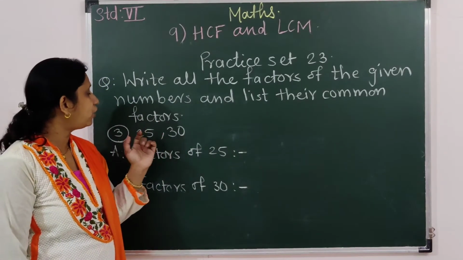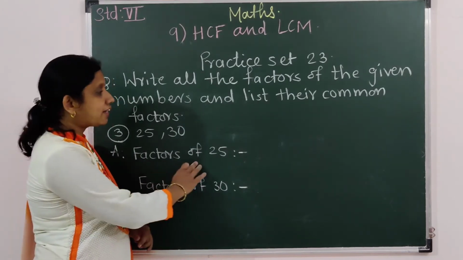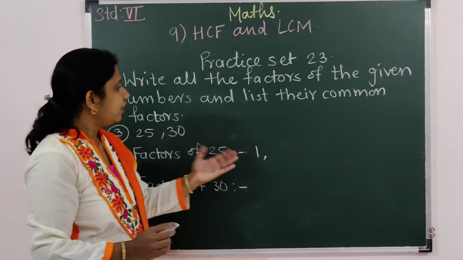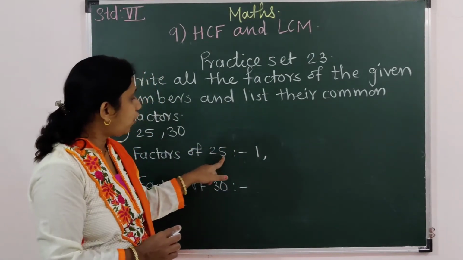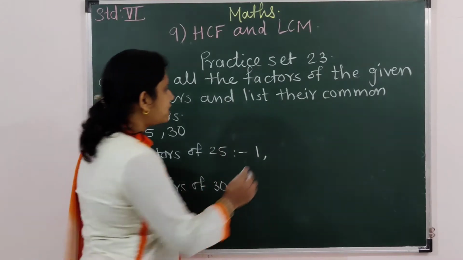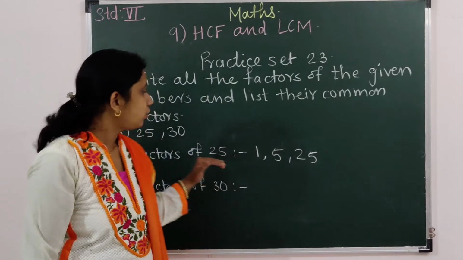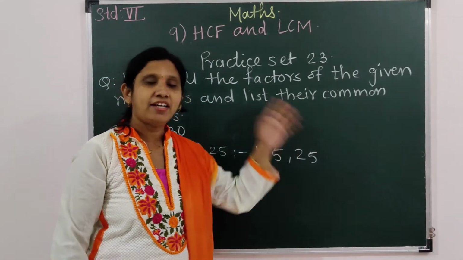We have to find the factors of 25 and 30. So let's write the factors of 25. 1 is common, 1 is applicable for every number. Now 25 has unit place digit 5, so it is divisible by 5, and 25 ones are 25. So the number 25 has only 3 factors: 1, 5 and 25.